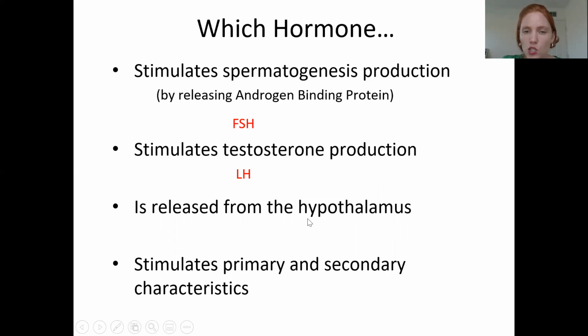Which one's going to be released by the hypothalamus? Well, if it's from the hypothalamus, it's got to have an RH in it, releasing hormone. So that's gonadotropin-releasing hormone. And which one stimulates primary and secondary characteristics? Well, that would be testosterone.